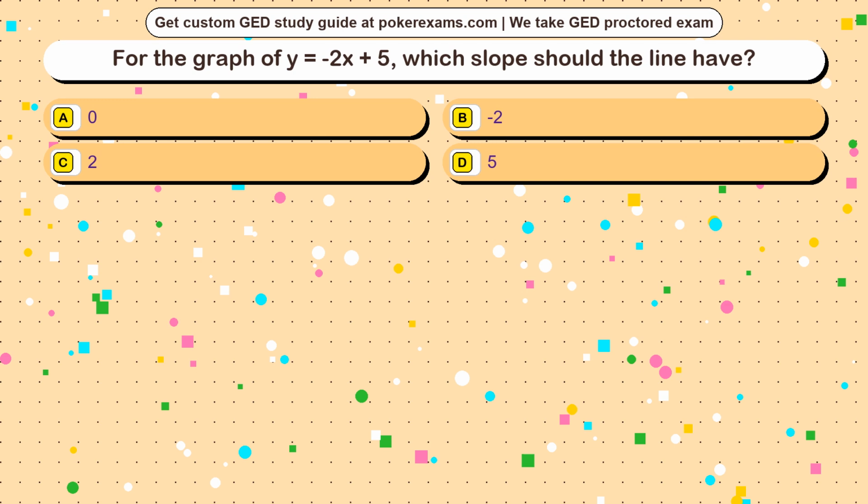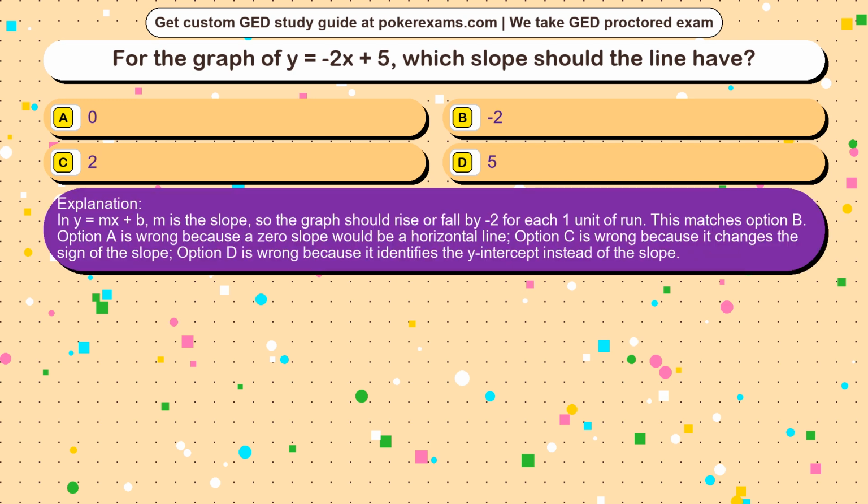The correct answer is option B. In y equals mx plus b, m is the slope, so the graph should rise or fall by -2 for each 1 unit of run. This matches option B. Option A is wrong because a zero slope would be a horizontal line. Option C is wrong because it changes the sign of the slope. Option D is wrong because it identifies the y-intercept instead of the slope.